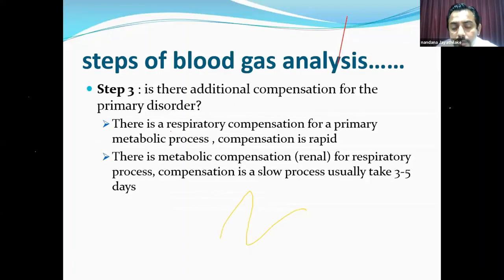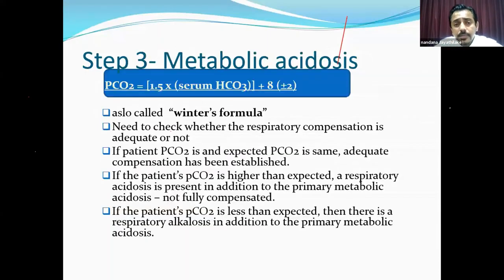Usually there's a respiratory compensation for a primary metabolic process, and this compensation is very rapid, within minutes to hours. There is a metabolic compensation, mainly renal, for a respiratory process, but this compensation is very slow, usually taking 3 to 5 days. So metabolic compensation is slow, respiratory compensation is rapid. That is self-explanatory.